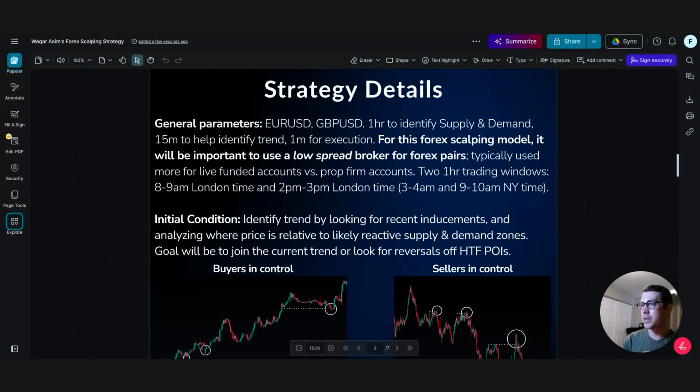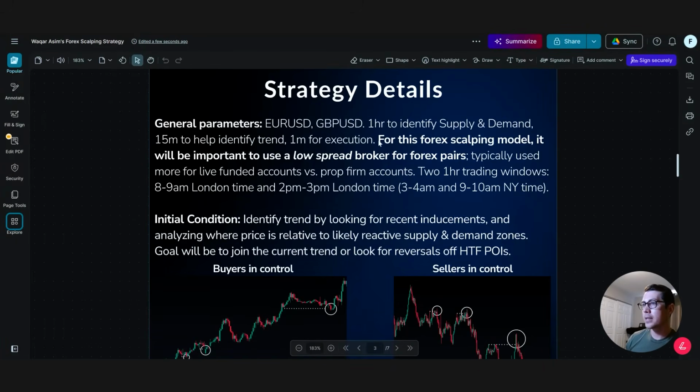We're going to use the 1 hour to identify those high time frame supply and demand levels. I think the 15-minute is something that he uses fairly often, and it's a little easier to see those inducements to help identify the trend. And then we're actually going to be using the 1 minute for execution pretty consistently across the board, not 1, 3, and 5 like the Forever model, just 1 minute for all execution.